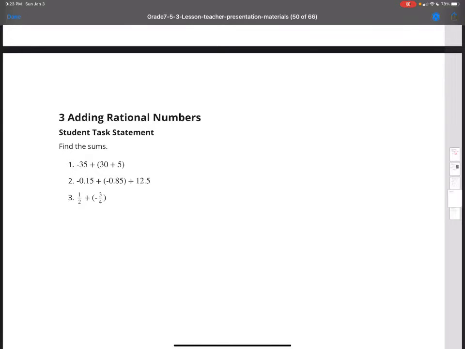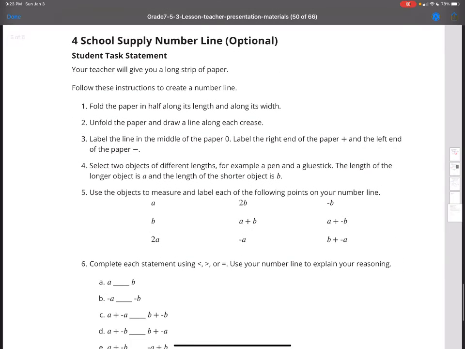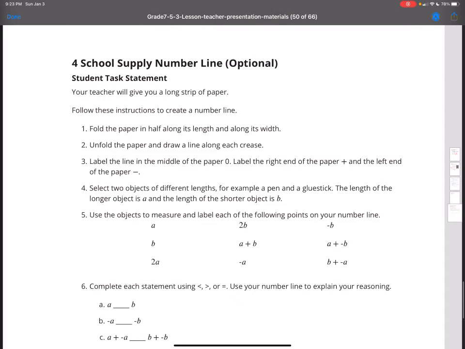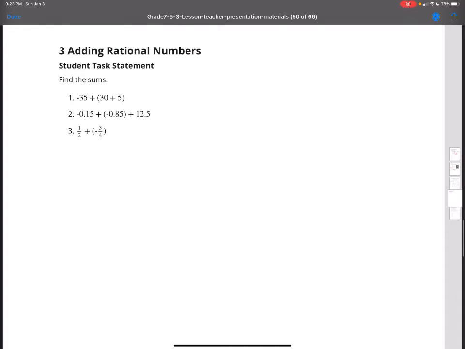Task statement of this lesson. Now I know you guys may see this student task statement number 4, but this is a classroom project. I encourage you guys to try to do it at home and see how you like it. But of course, we're at home and we can't do this activity. Needless to say, let's look at the third student task statement.